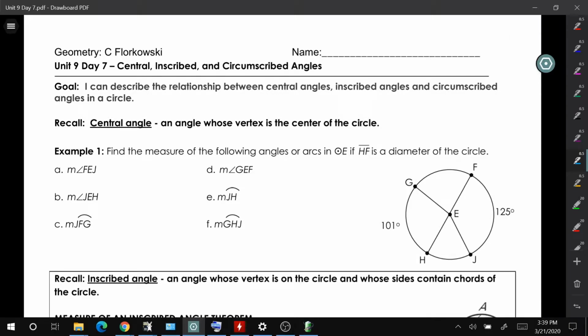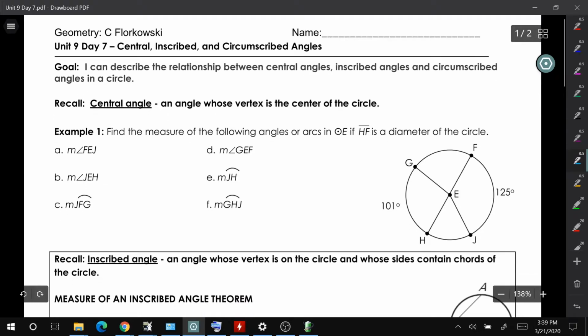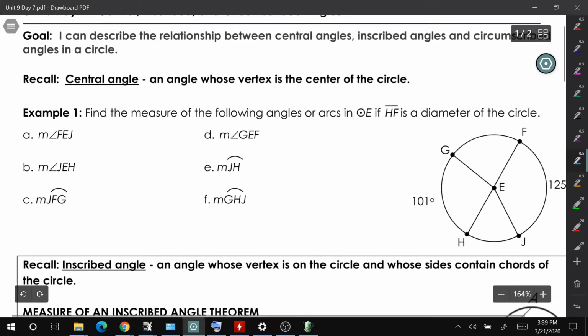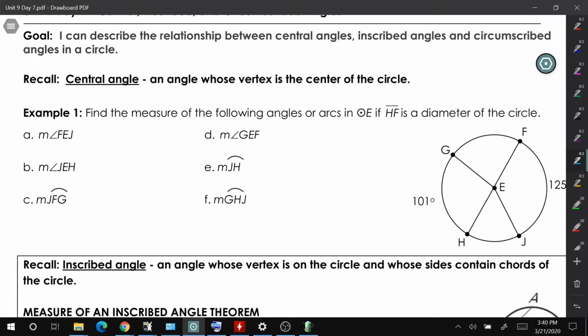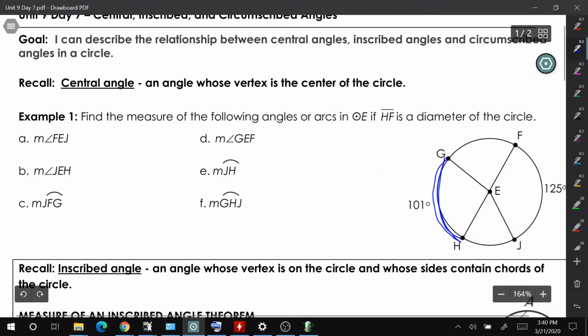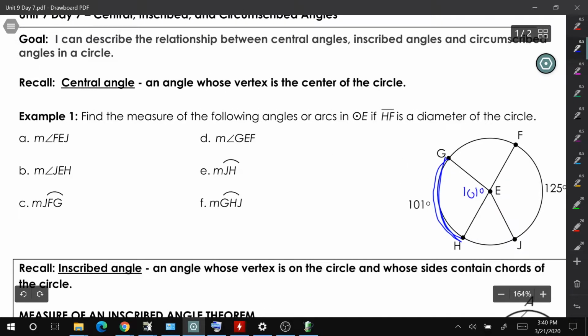Okay, day 7 is about central angles and inscribed angles. And we've talked about central angles yesterday, so this example 1 should be a little bit of a review, because we know that if this arc right here has a measure of 101 degrees, that means this angle here is 101 degrees. So what we'll do real quick is we'll just go around and fill these in.